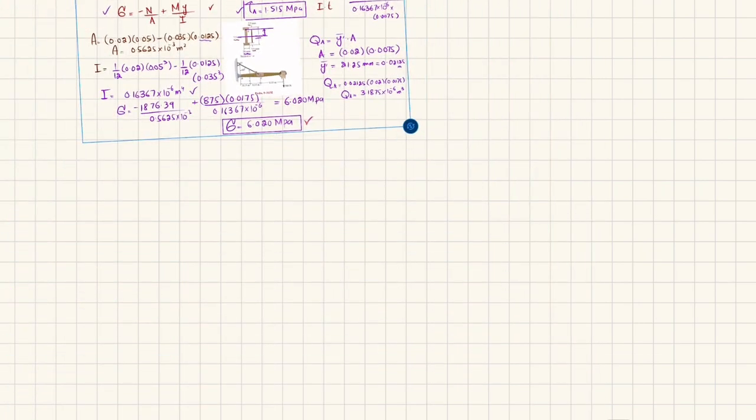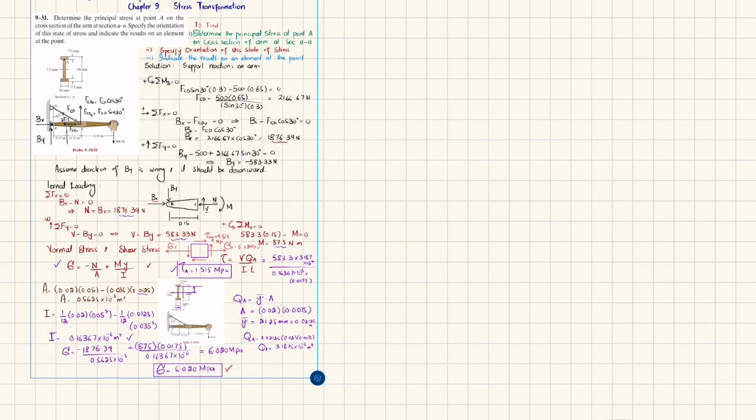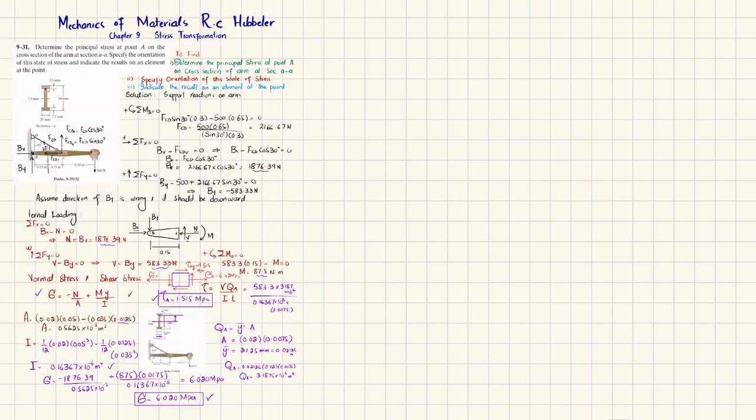Resize it. Okay, now we have this state of stress. So you can see that we do not have sigma y, we have sigma x equal to 6.020 megapascal. We do not have sigma y, it is equal to 0, and tau of xy is 1.515 megapascal. And in the first part, we have been asked to find the principal stresses.